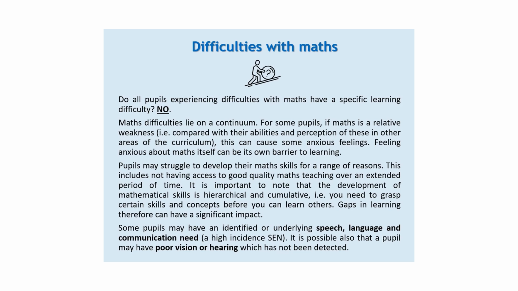Pupils may struggle to develop their maths skills for a range of reasons. This includes not having access to good quality maths teaching over an extended period of time. It's important to note that the development of mathematical skills is hierarchical and cumulative. That is, you need to grasp certain skills and concepts before you can learn others. Gaps in learning, therefore, can have a significant impact. Some pupils may have an identified or underlying speech, language and communication need, which is a high incidence SEN. It's possible also that a pupil may have poor vision or hearing, which has not been detected.